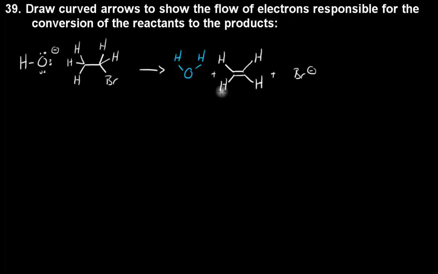So 1, 2, 3, 4, 1, 2, 3, 4. So that seems to indicate that we are indeed losing a hydrogen from the alkane to give the alkene, and that hydrogen is going to go onto the water, or onto the oxygen. Okay, and we're also somehow converting this bromine from being neutral to negative.